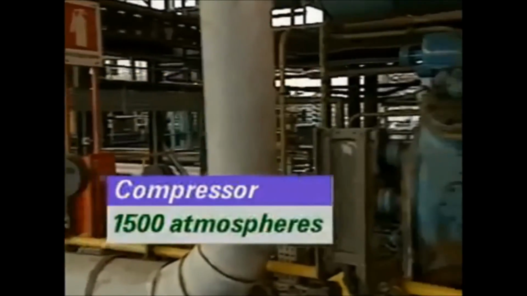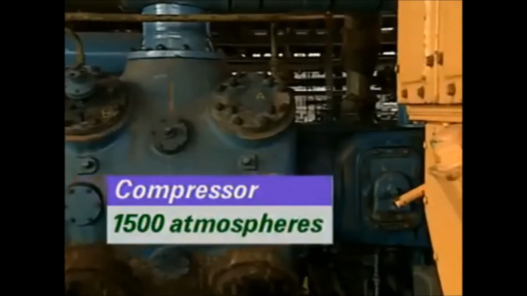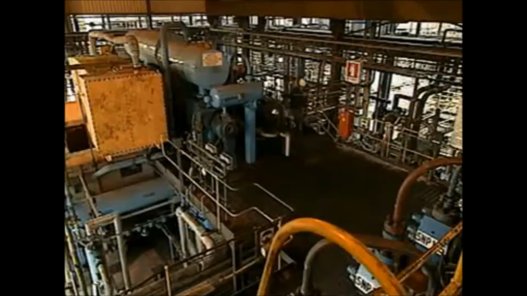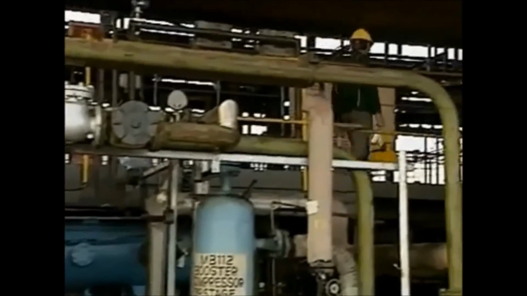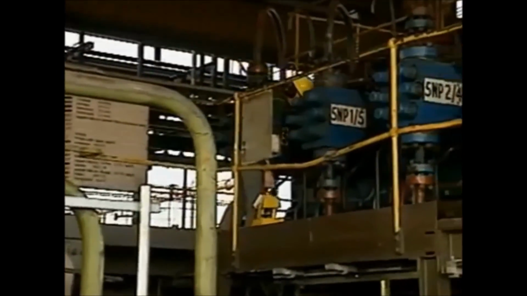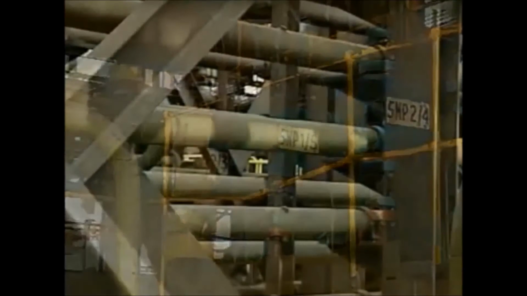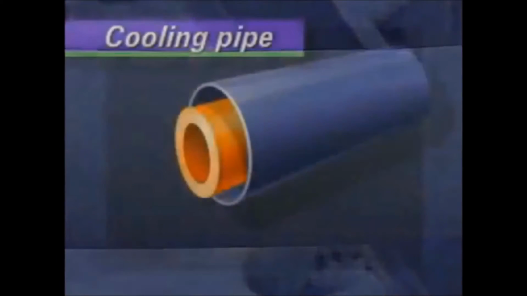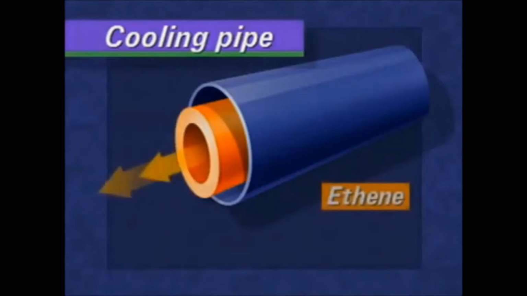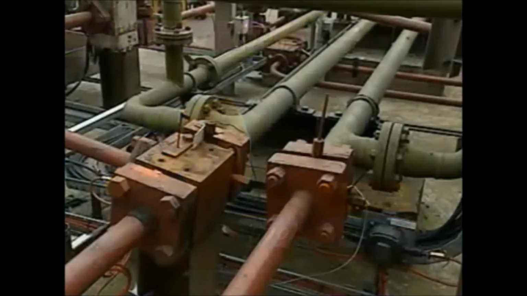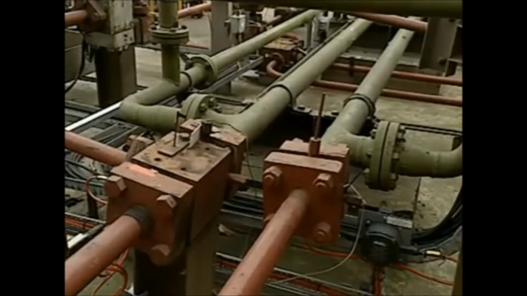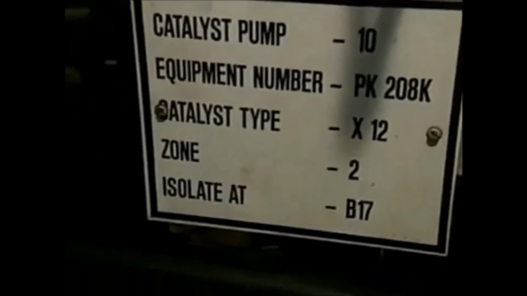Ethene is compressed to a pressure of 1500 atmospheres by the compressors. Compressing a gas heats it up, so the compressed ethene must be cooled. Next to the compressor are pipes where the gas is cooled. This is called a cooling pipe. Hot gas flows into the center of the pipe while cooling water flows in the opposite direction in the outer pipe. The cooled and compressed ethene is now a dense gas which is almost like a liquid.